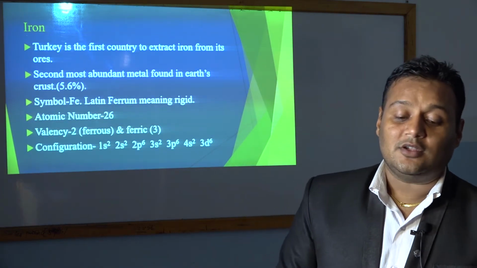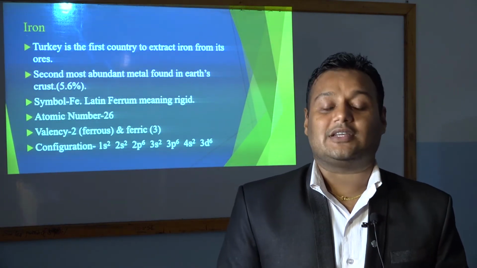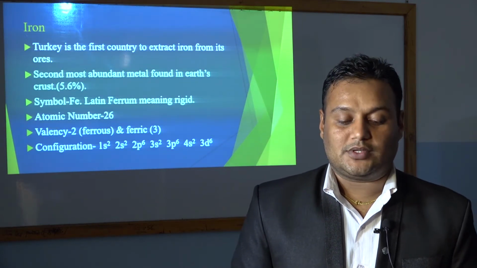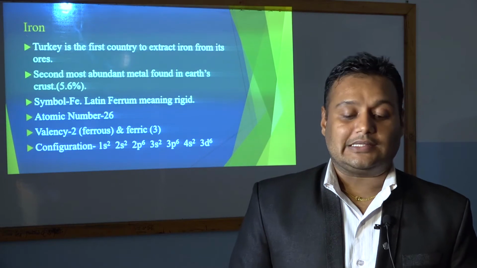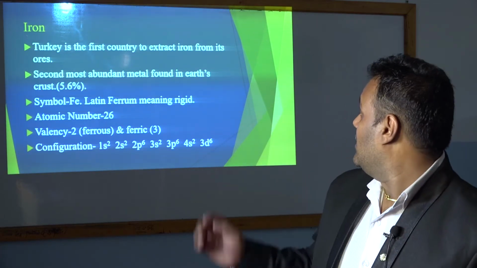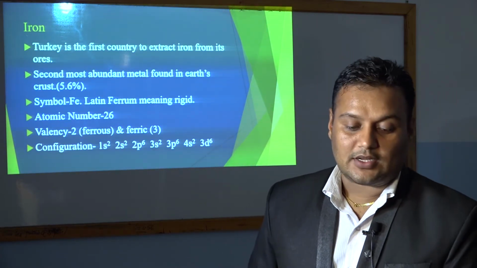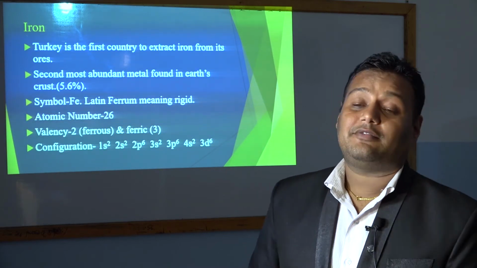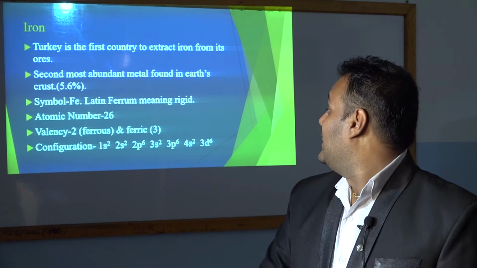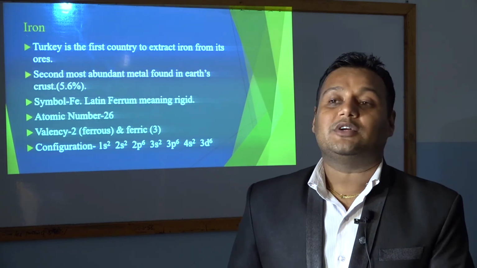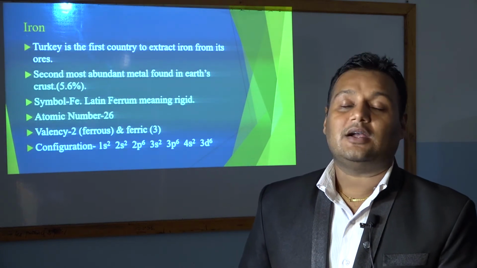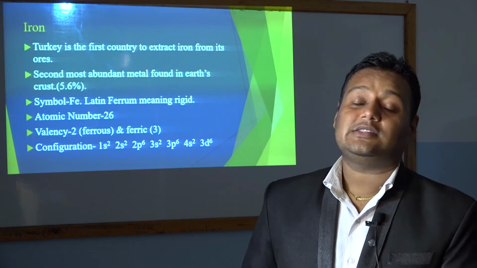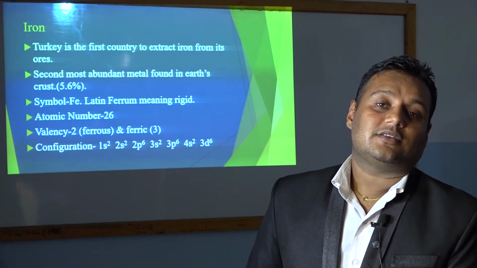For its introduction, we got to know that Turkey is the first country to extract iron from its ores, and iron is the second most abundant metal found in the earth's crust. The symbol of iron is Fe. Fe is derived from the Latin word ferrum, which means rigid or hard. The atomic number of iron is 26 and it is a multivalent element.